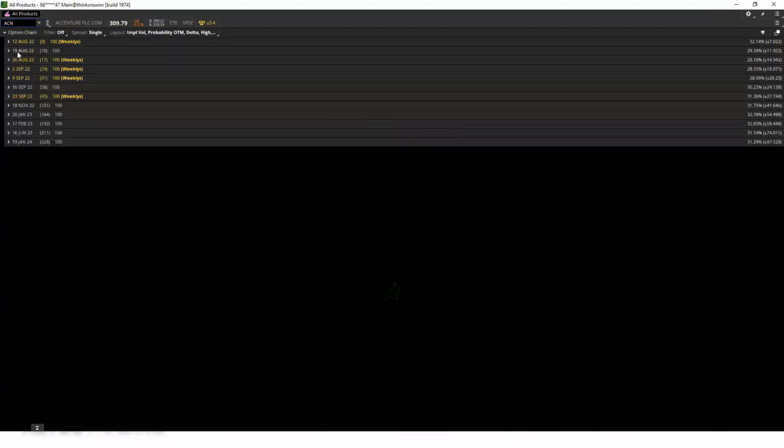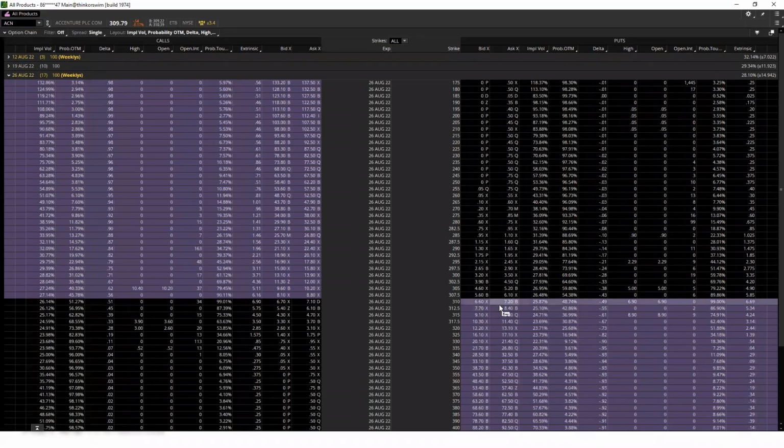So we can select different expirations based on our time horizon. If I'm going to take a short trade off of this sell signal on Accenture, maybe my time horizon is longer. Maybe I'm willing to stay in this trade for, let's say, a couple of weeks or more. Then I might go out to the August 26th expiration. So let's use that one. And there we're going to start finding higher probabilities of touching a price.